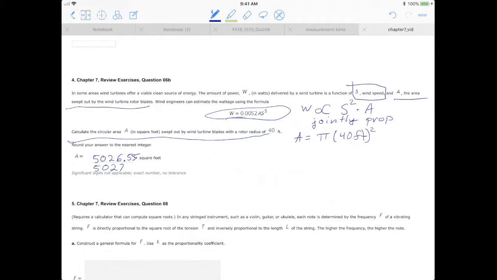And I guess the key there is to remember that if I've got a turbine here, the area swept out is going to be a circle with a radius of 40 feet there. Okay.